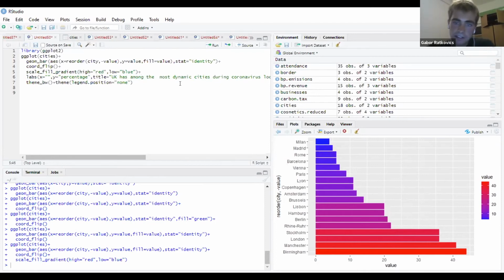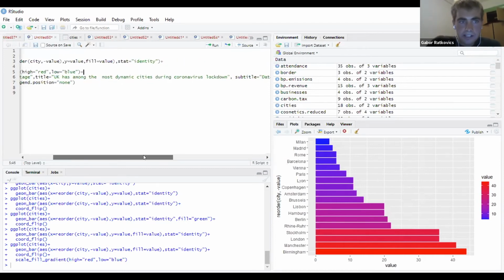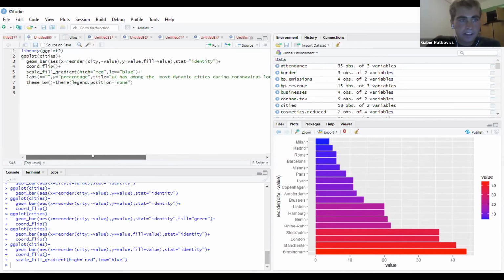One way to give a title is just to describe the data that you are visualizing, maybe the extent of movement in European cities in the week of 25 March. But the titles that I prefer to use are titles that can really make interpretation easier. For example, if I inspect this data, I see that the cities that are moving the most over the lockdown were all based in the UK. That's why I decided to give this title: UK has among the most dynamic cities during coronavirus lockdown.